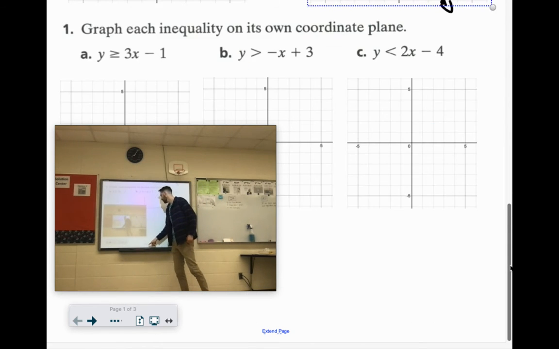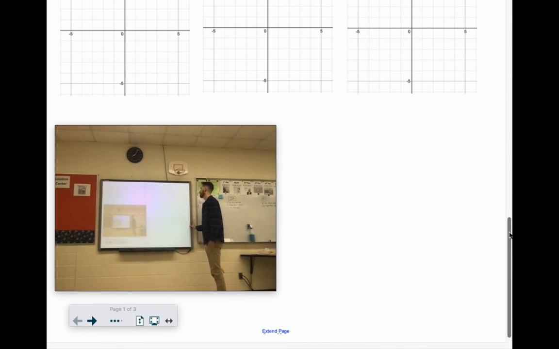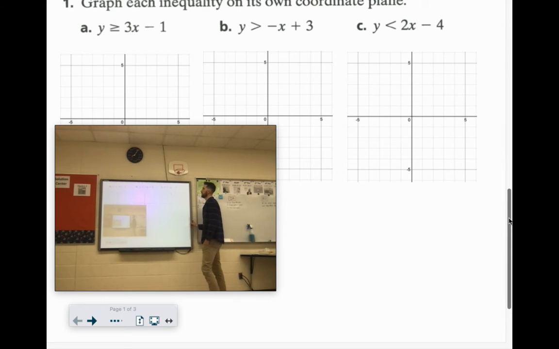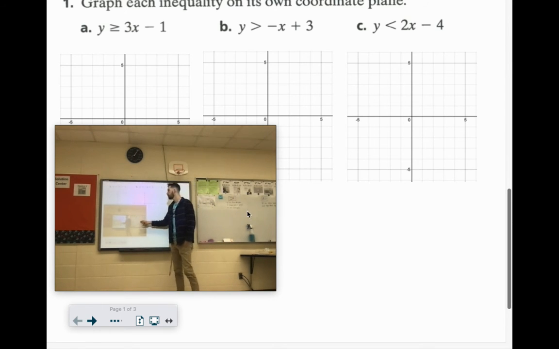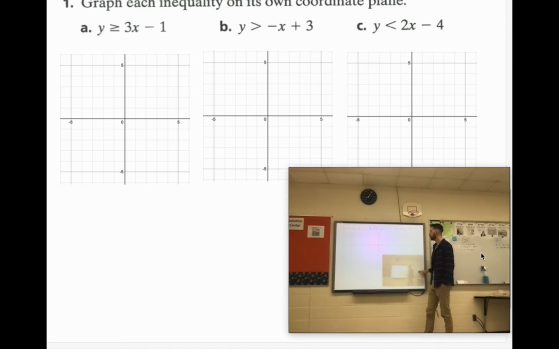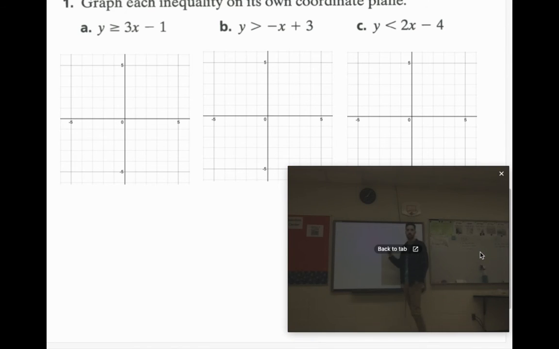I have 3 that I'd like you to try. Let's make sure these are all pretty friendly. Go ahead and pause here, try graphing them, and then check in when you're done and see if we got the same thing.